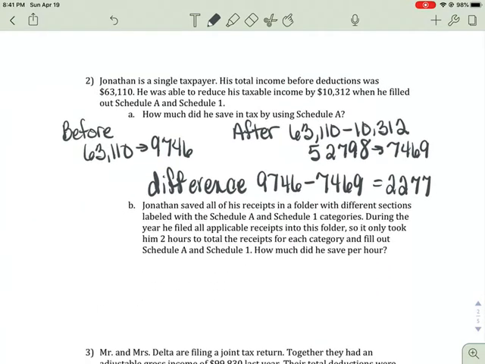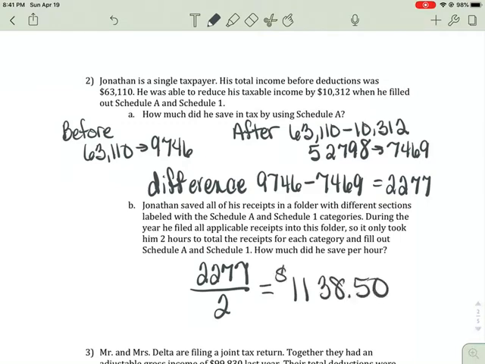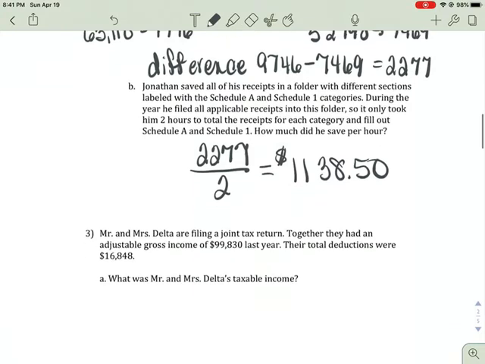Okay, now he saved all his receipts and kept everything during the year and filled out all the applicable receipts in his folder, and he took only 2 hours to total the receipts for each category and fill out the Schedule A and Schedule 1. How much did he save per hour? Well, I guess we take the $2,277 and divide that by 2 to figure out how much he saved per hour. So that's $1,138.50. That is not a bad pay rate.